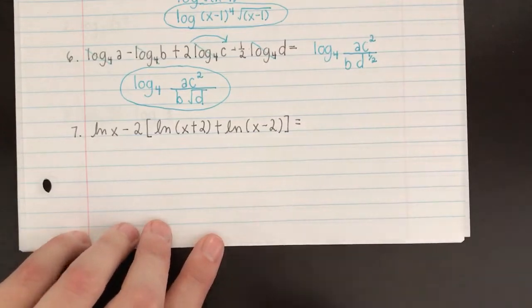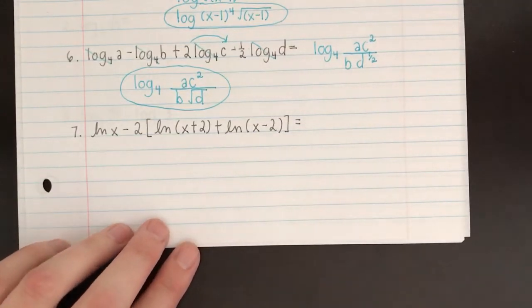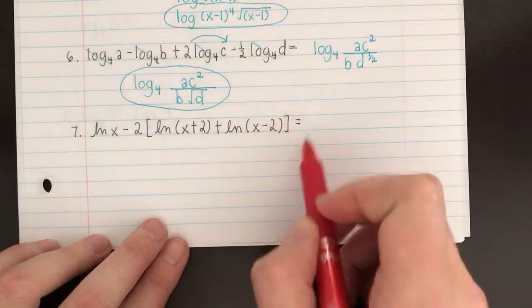All right, so look at number 7. So first thing I want to point out on number 7 is you have this -2 here with the brackets.